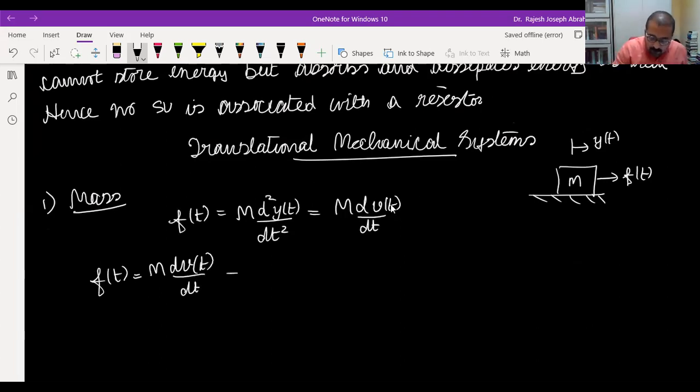So what will you get? What is the velocity from this part? This term, velocity, will be 1 by m integral from minus infinity to t of f of t dt.